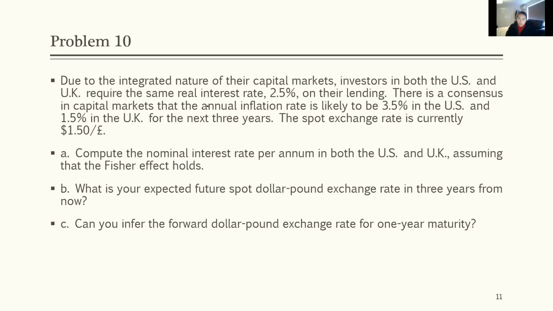Now, due to the integrated nature of the capital markets, investors in both the US and the UK require the same real interest rate, which is 2.5. So I'm going to call R the real interest rate, and I'm going to say RUS equals RUK. There is a consensus in the capital markets that the annual inflation rate is likely to be 3.5 in the US. So this is the inflation rate, and I'm going to write pi US. And the inflation rate in the UK is 1.5. Okay, so pi UK is 1.5.